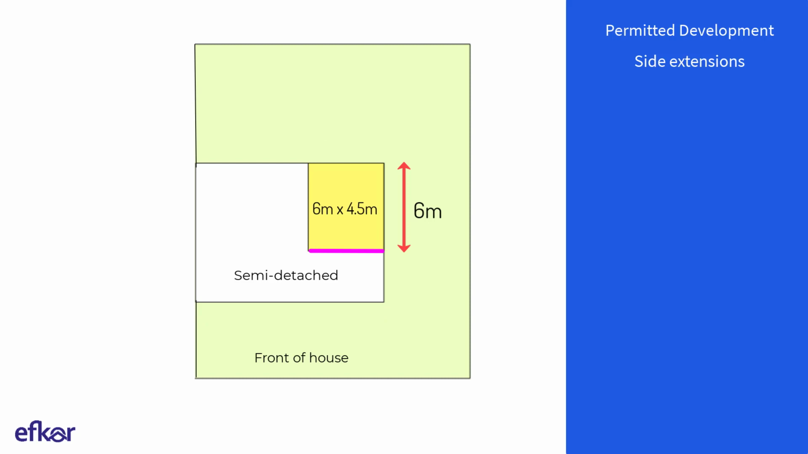If the extension is moved back 2 meters, it extends 8 meters beyond the back wall, and it does not, therefore, comply with PD rules.